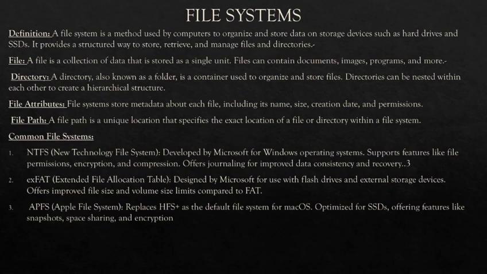Directory. A directory, also known as a folder, is a container used to organize and store the files. Directories can be nested within each other to create a hierarchical structure. File attributes. File systems store metadata about each file, including its name, size, creation date, and permissions. File path. A file path is a unique location that specifies the exact location of a file or directory within the file system.